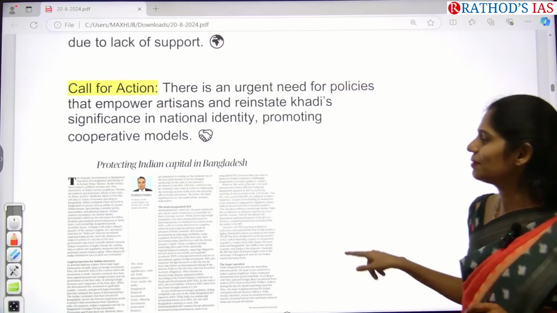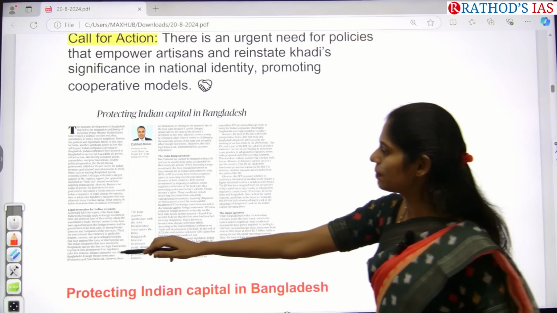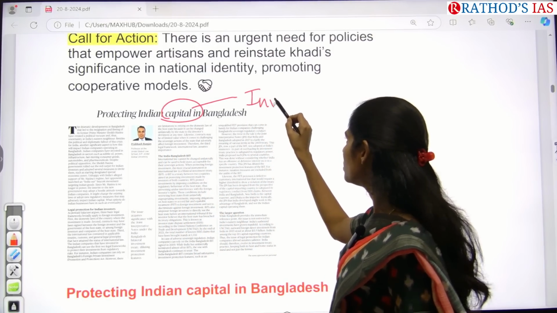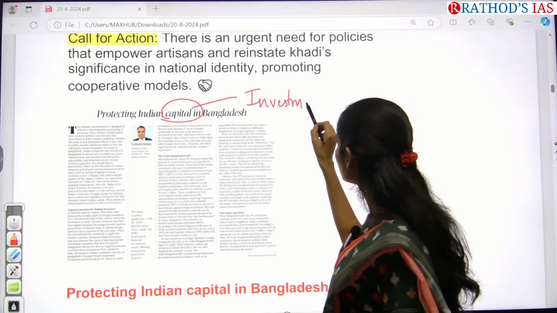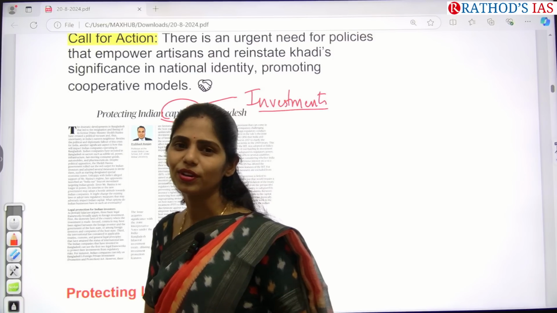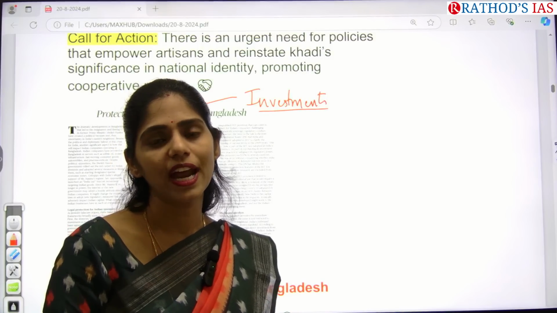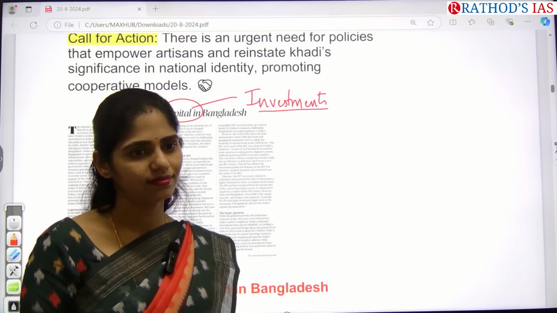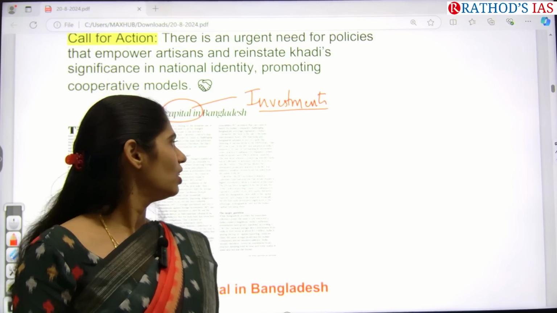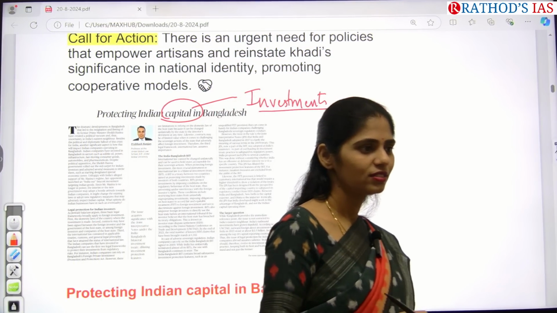And the next article: protecting Indian capital in Bangladesh. As I said, the word capital here is about investments. What is happening in Bangladesh? Protests. There is no political stability. Now an interim government has been formed under whom? Name? Yes, Muhammad Yunus. Okay, whether he is in favor of India or not, we don't know.